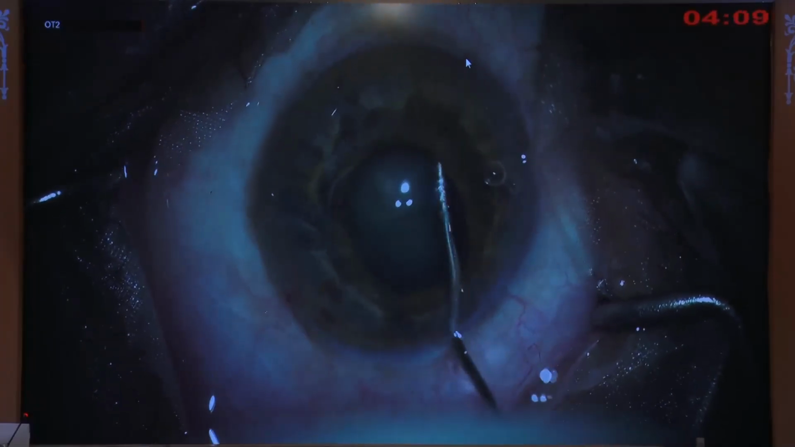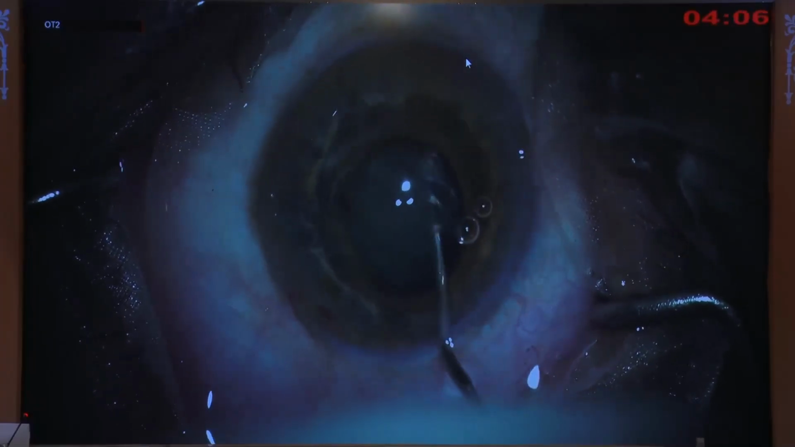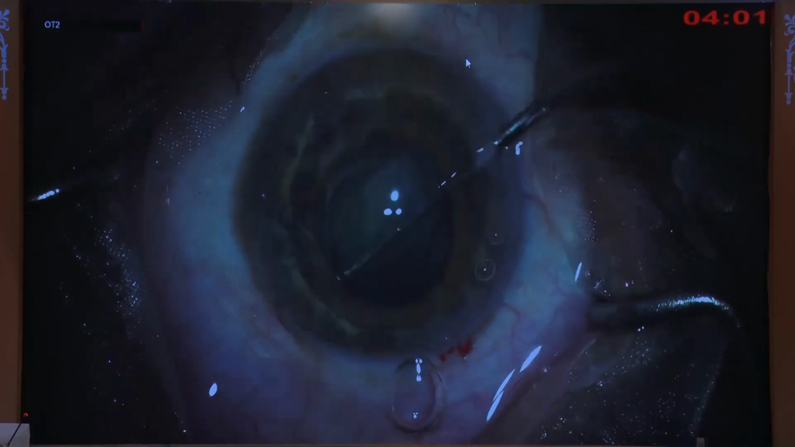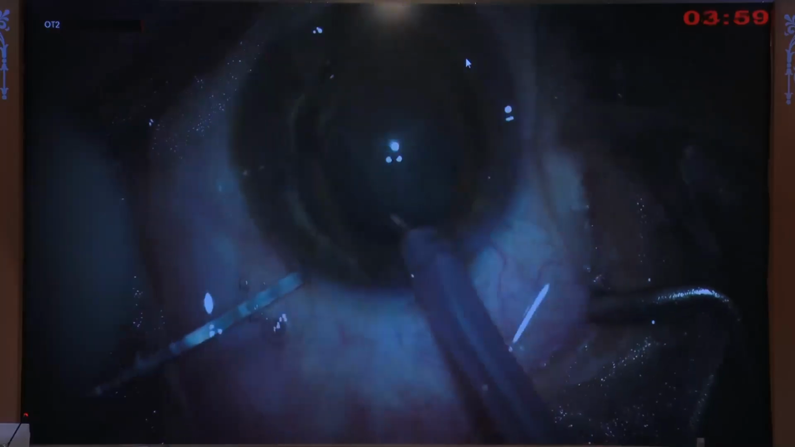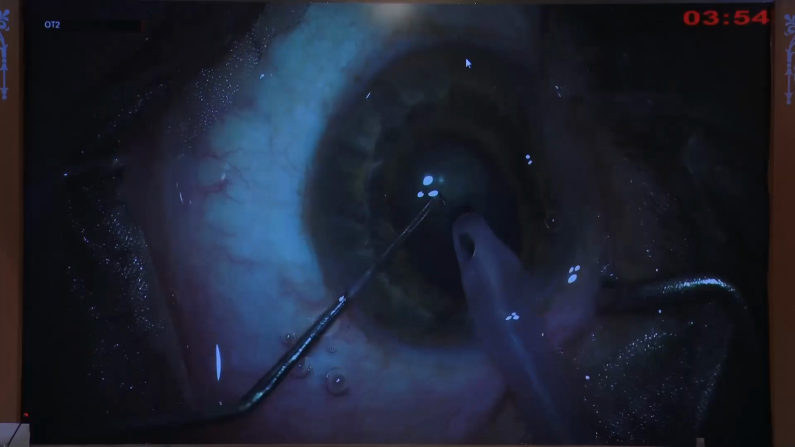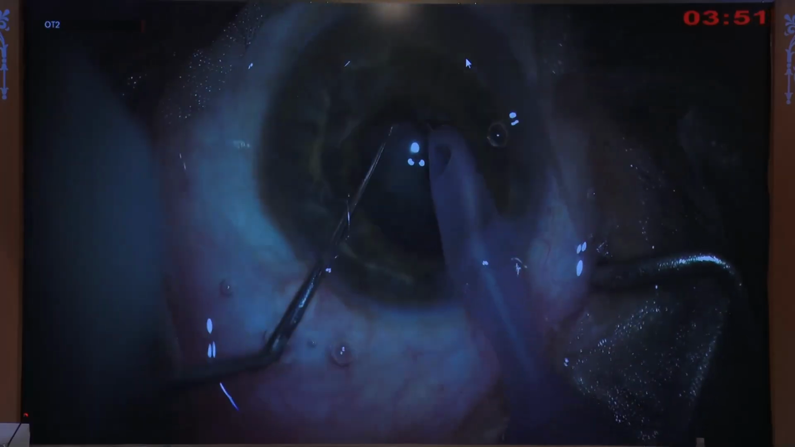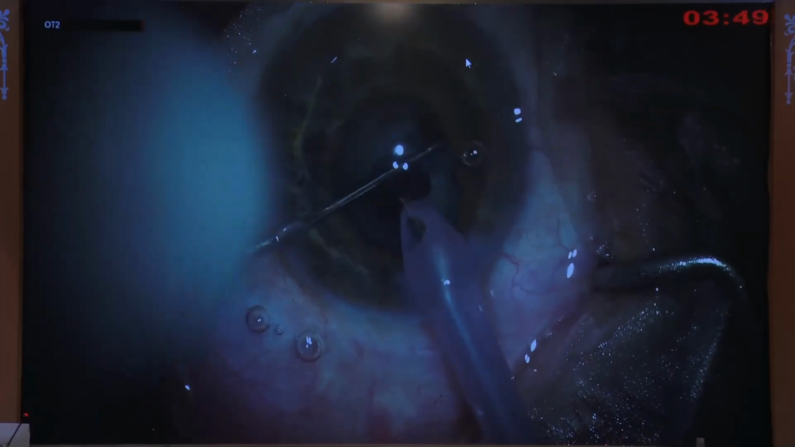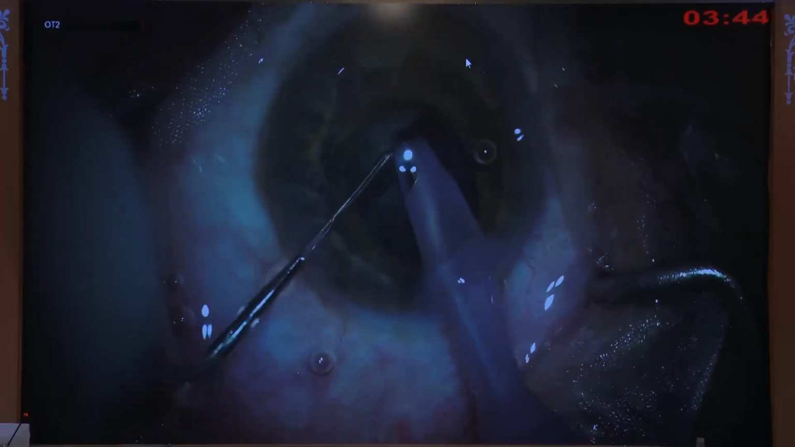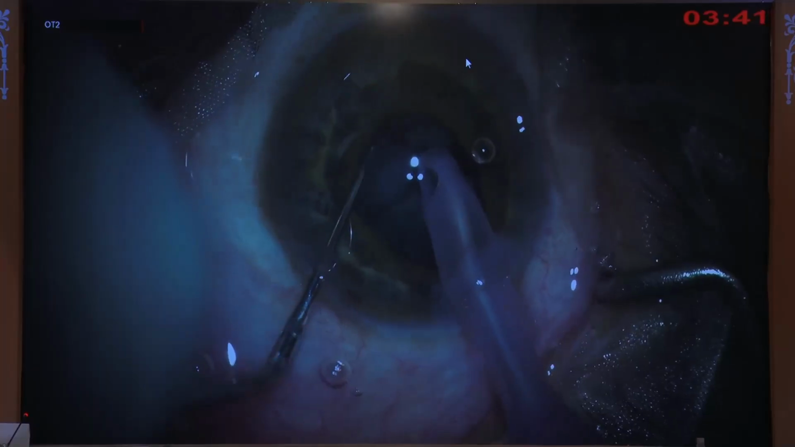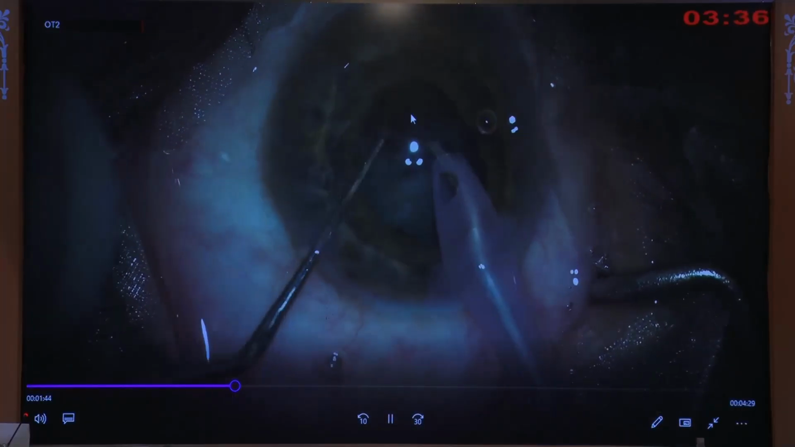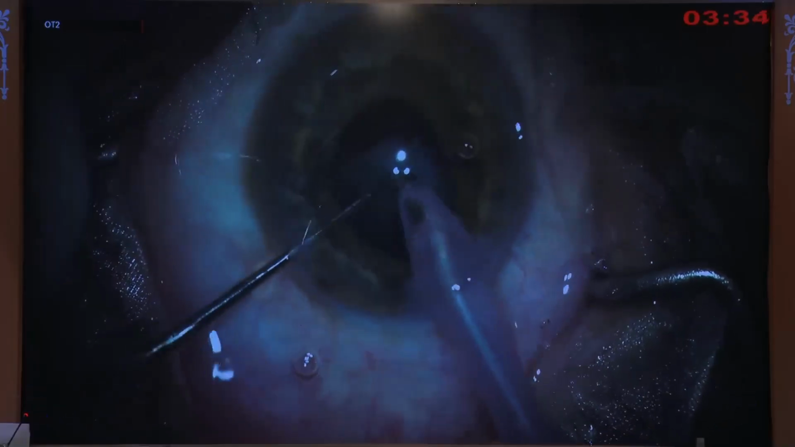After that we do multiple hydrodissection. This case was very simple, because the cataract was grade 2-3, and we remove it with the help of the stop and chop technique or any technique. You can lift the cataract into the anterior chamber and emulsify. Crack the nucleus into 2 parts. After that we emulsify the whole nucleus with minimal parameters.